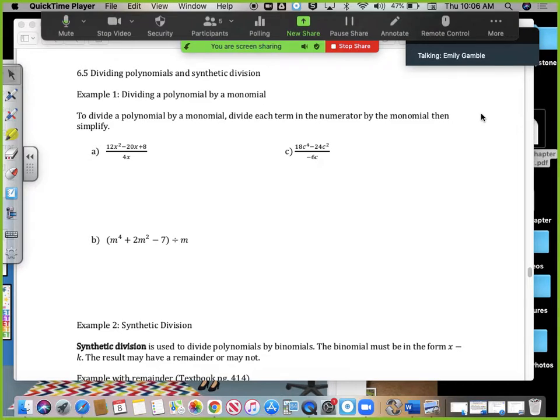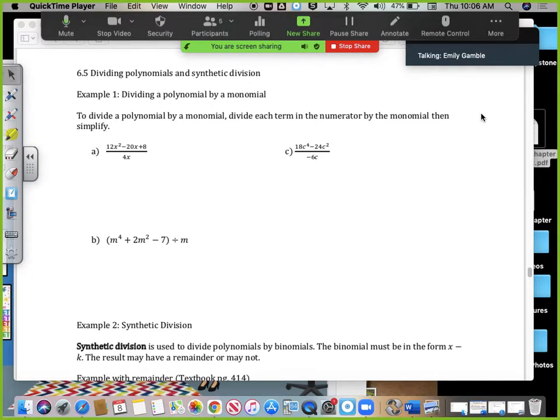We're going to start section 6.5, dividing polynomials and also synthetic division. So there's two ways that we know how to solve these types of problems already. One way is what we learned yesterday, the day before, which is using long division.